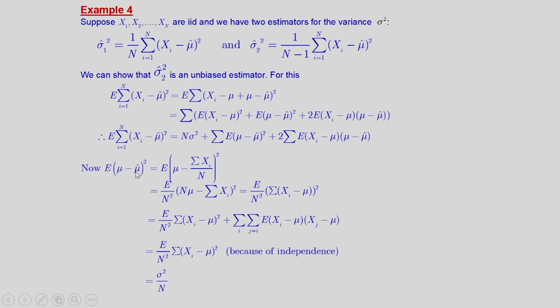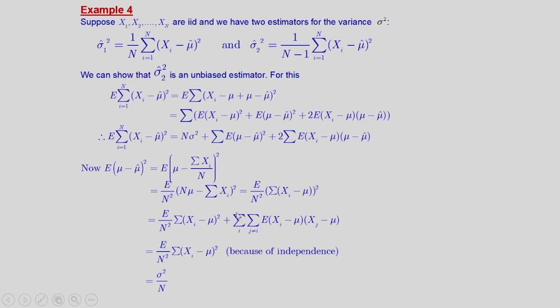So E of (mu minus mu hat) whole square, that is the variance of mu hat, is equal to E of (mu minus summation xi by n) whole square. If I take n common, then because of this square, E of (n mu minus summation xi) whole square divided by n square, and this we can write as E of (summation of xi minus mu) whole square divided by n square.